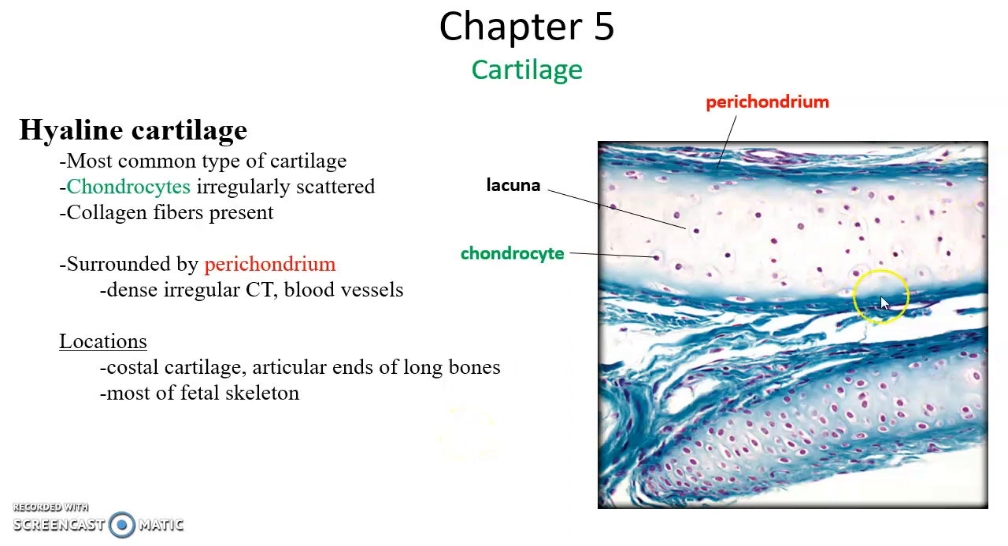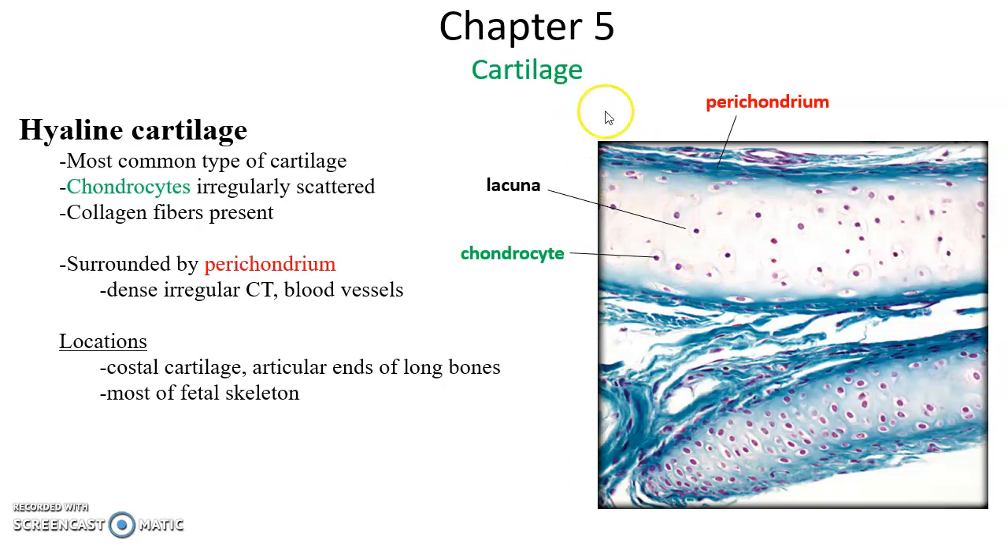Its chondrocytes are scattered about. You can see the nucleuses of the chondrocytes in red, and then that little line around them is not their plasma membrane. That is representing the lacuna. This is the space, the lacuna, where the chondrocyte lives. There are collagen fibers present in hyaline cartilage. You can't see them. They're not forming thick bundles, but collagen fibers are present.